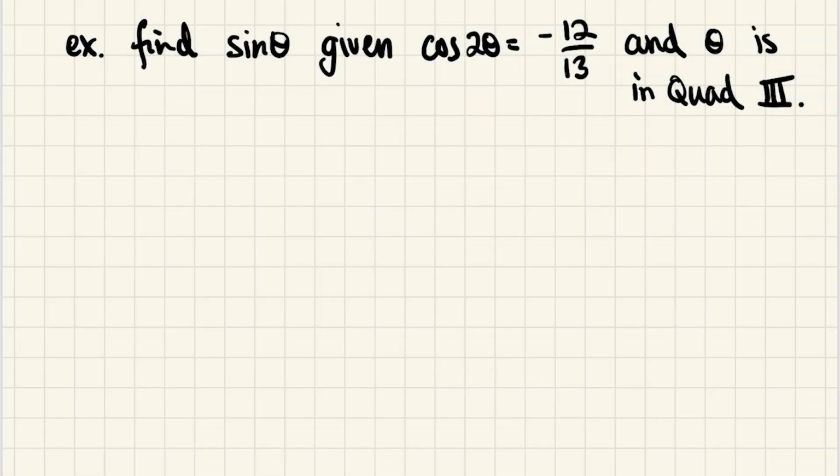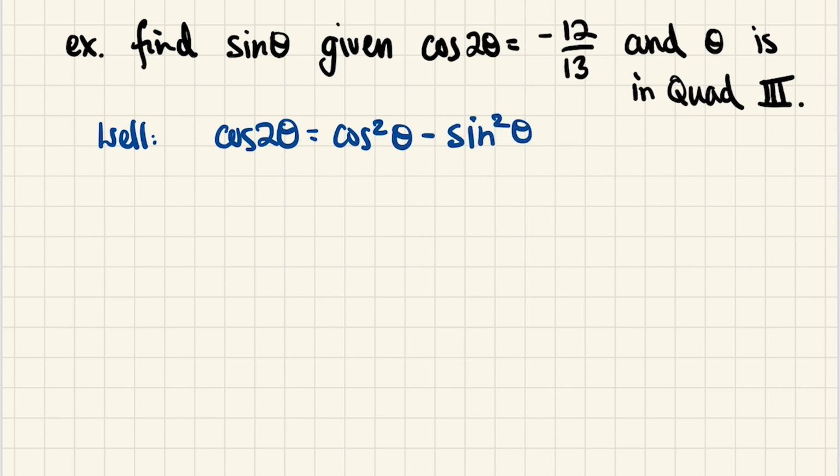Okay, well this time we're given the double angle value, which is negative 12 over 13. And we're asked to find sine of theta. Okay, so we just need to think of an identity that relates cosine of 2 theta to sine of theta. Well, we know that cosine of 2 theta is cosine squared of theta minus sine squared of theta. So we could certainly use this identity because we're after sine of theta, and we know cosine of 2 theta, but we don't know cosine of theta, which we would need right here.